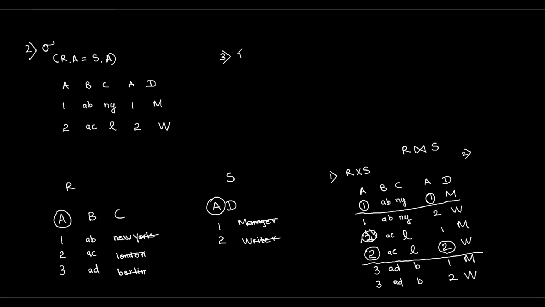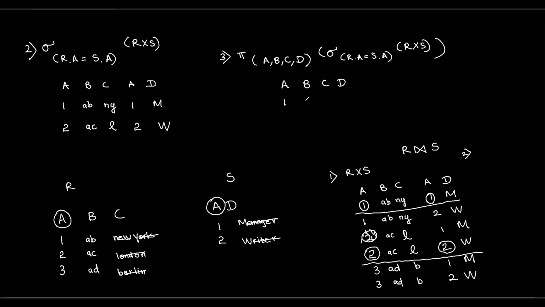And the final one, we have projection, which says we need A, B, C, and D, none other than that. So it is the projection of sigma R dot A equals S dot A applied on R cross S. Now the output will be A B C D: 1 AB New York manager, 2 AC London writer. So this is natural join.